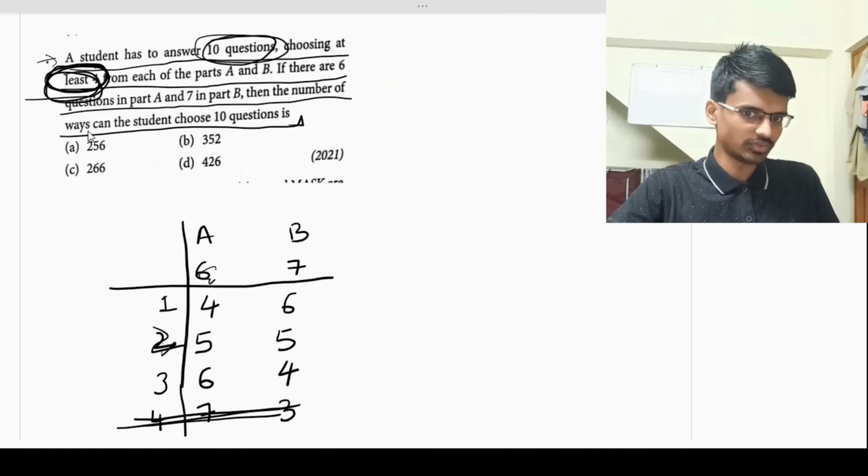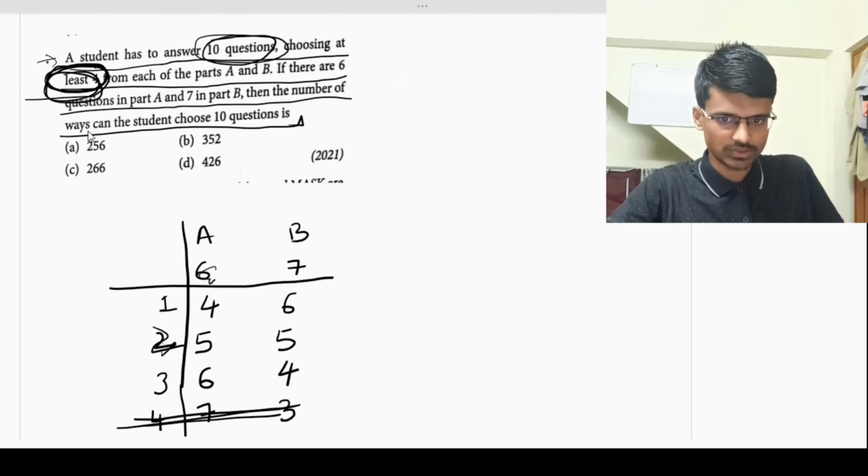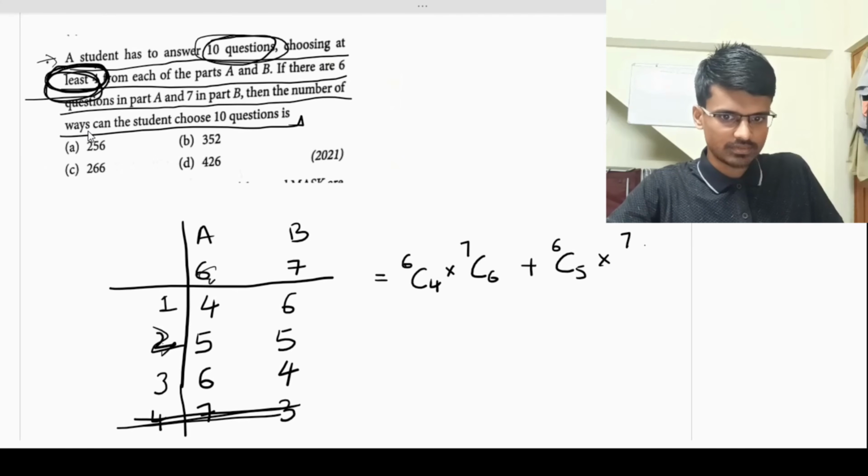So for each of the case, we need to count. So let's do that. So first case, 4 questions, 6 questions. So directly out of 6, 6C4, 7C6. Second case, similar logic, 6C5, 7C5, 6C6, 7C4. Okay. Tell me, what is 6C4?